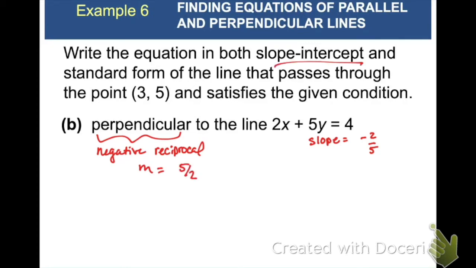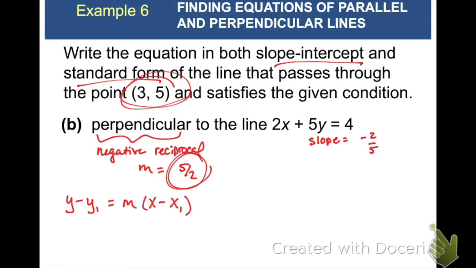And once again, it says slope-intercept form and standard form. So I have my slope, I have my point. I'm going to use point-slope form. So I wrote down point-slope form. I'm going to plug in 5/2 for m, and 3 and 5 go in for x1, y1.